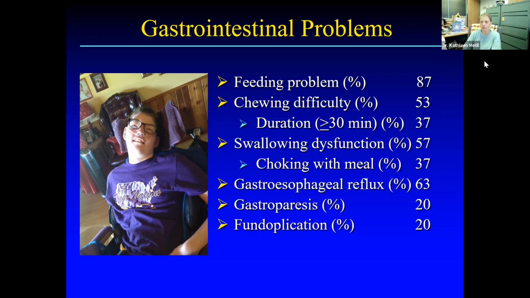We know that almost 2/3 of the children have gastroesophageal reflux. 20% of them have gastroparesis, which means delayed tummy emptying, and that becomes relevant because it too contributes to gastroesophageal reflux. And 20% of our children have fundoplication, which is what I call the tummy tuck. It's a surgical procedure that helps to reduce reflux in the children when it becomes severe enough that we have difficulty managing it. The next slide, please.